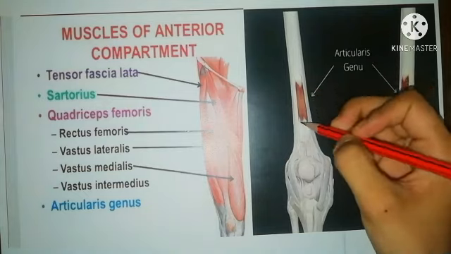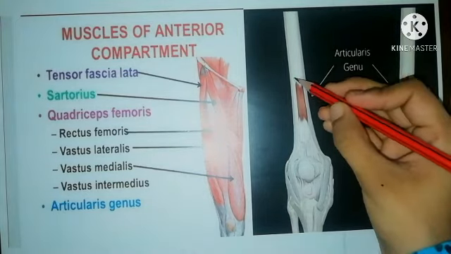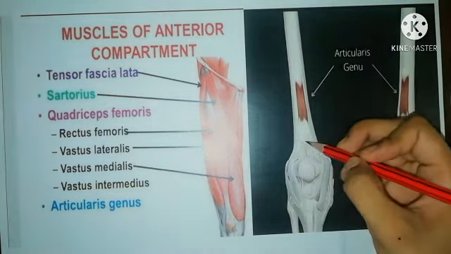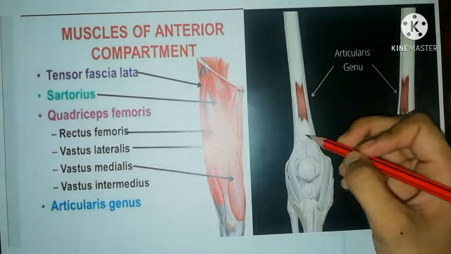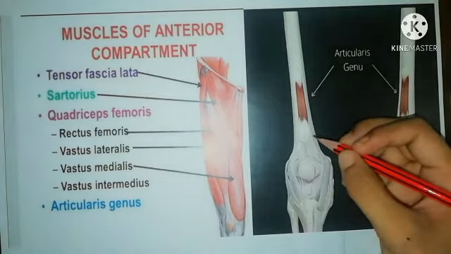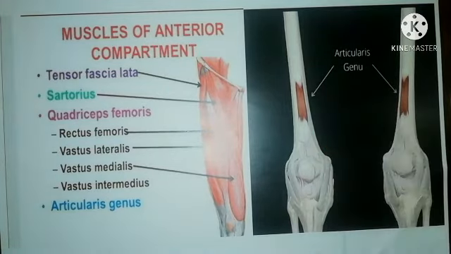Articularis genu. This is the muscle. Origin is from the anterior surface of the femur, and insertion is in the suprapatellar bursa or synovial membrane of the knee joint. The nerve supply is again femoral nerve. Action is to pull the synovial membrane upward during the extension of the knee.